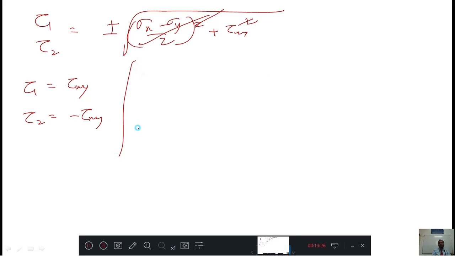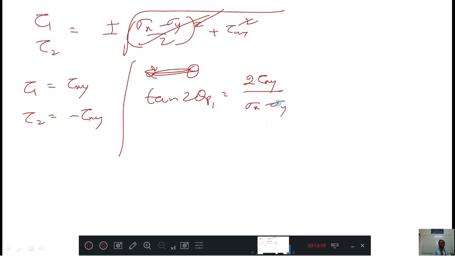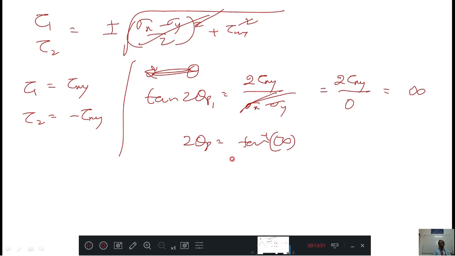Then coming to the orientation of principal planes, tan 2 theta p1 equal to 2 tau xy divided by sigma x minus sigma y. This time the denominator is not there. Therefore, this becomes 2 tau xy divided by 0, that is infinity. Then 2 theta p1 equal to tan inverse infinity. Tan inverse infinity is 90 degree. Therefore, theta p1 will be 45 degree.